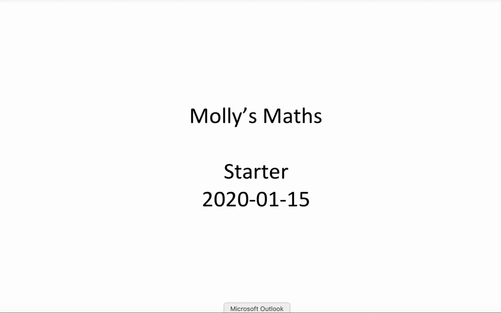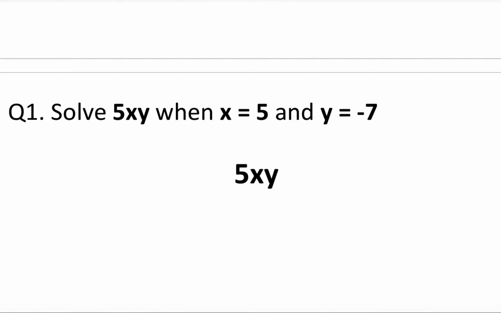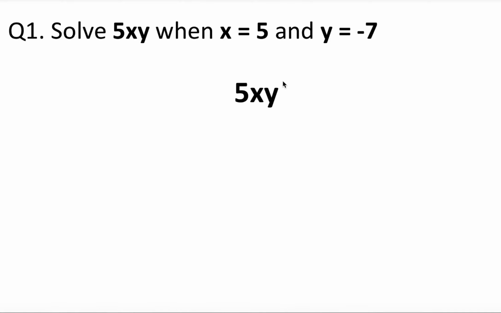So once that's on, we'll get started for Molly's Maths, 15th of January. Let's have a look at question one. Right, solve 5xy. We're given the values of x, which equals 5, and y equals minus 7. So this one, basically we just substitute in the values for x and y and work it out.